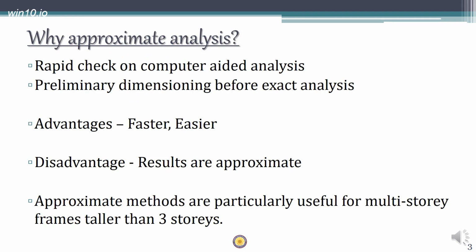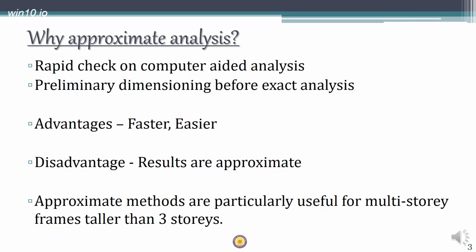So what is the requirement of approximate analysis? Approximate analysis can be useful in checking the result you already got from a computer aided analysis. It is human that we can make a mistake while doing analysis in software. The second is that an approximate analysis is required for preliminary design before conducting an exact rigorous analysis. Of course, the advantage is that this method is faster and easier, and the disadvantage, as the name suggests, is that the results are only approximate.